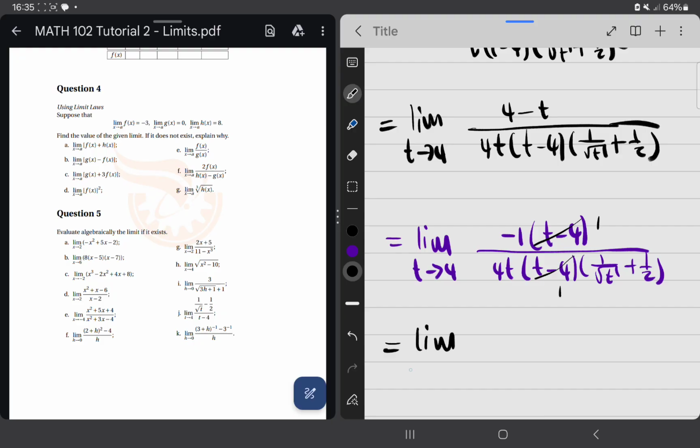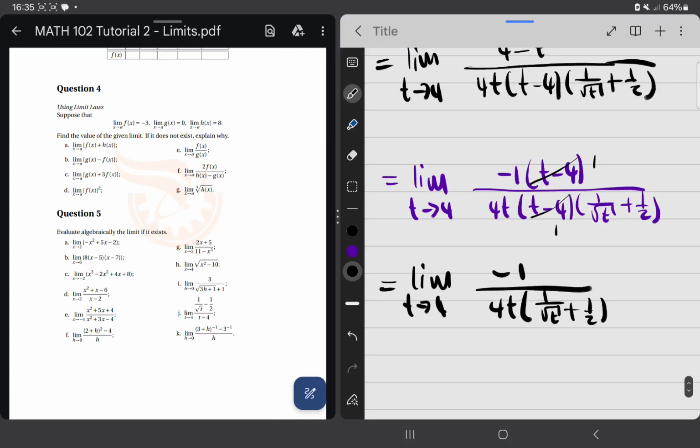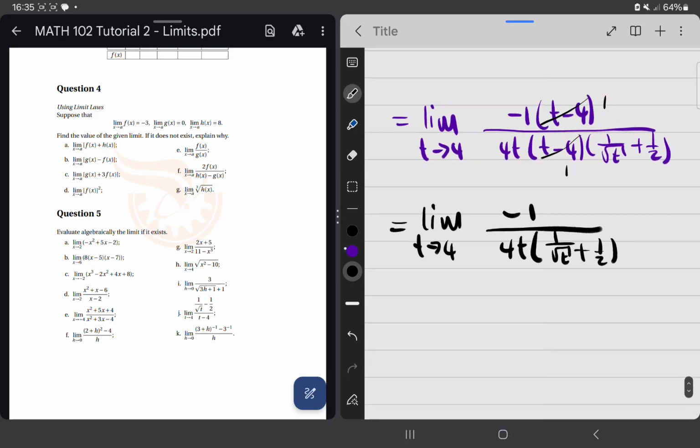So I'm going to say the limit as t goes to 4 of minus 1 all over 4t multiplying 1 over root t plus half. And I can guarantee you that if you put 4 in here, it is not going to be 0. You can try. You put 4, it's going to be 16 and some number. There's nothing that will make it 0.